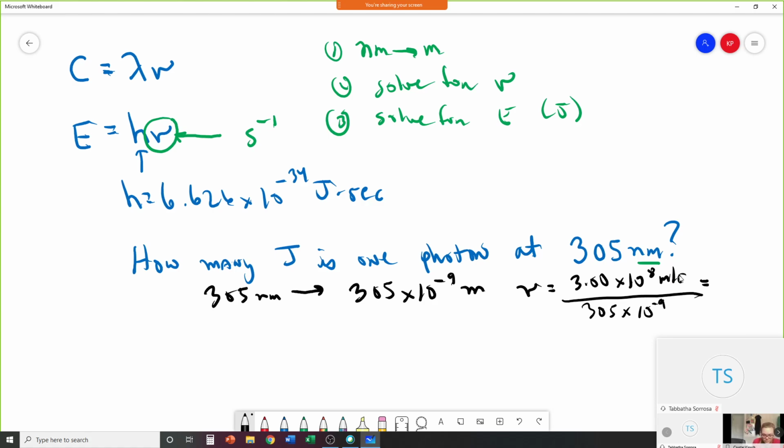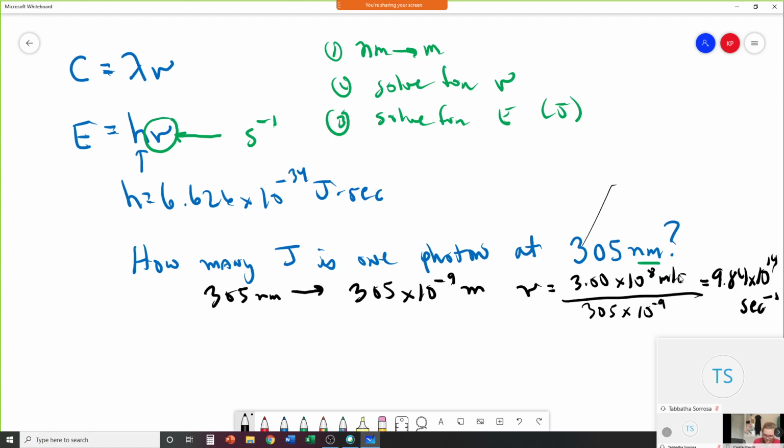I put that in my calculator: 3 second exponent 8, divided by 305, second exponent minus 9, and I get 9.84 times 10 to the 14th, and that's per second. So I found the frequency.